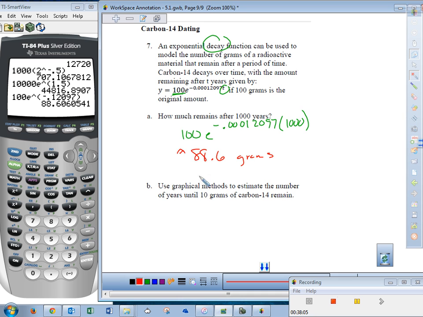Approximately. Use graphical methods to estimate the number of years till 10 grams of carbon-14 remains. Let's just talk about what we do. What would you do? Graph this, and then what would you do with this 10? Is that an x value or is that a y value? You'd also graph y equals 10, and you'd see where they intersect. Pretty simple. Nice.